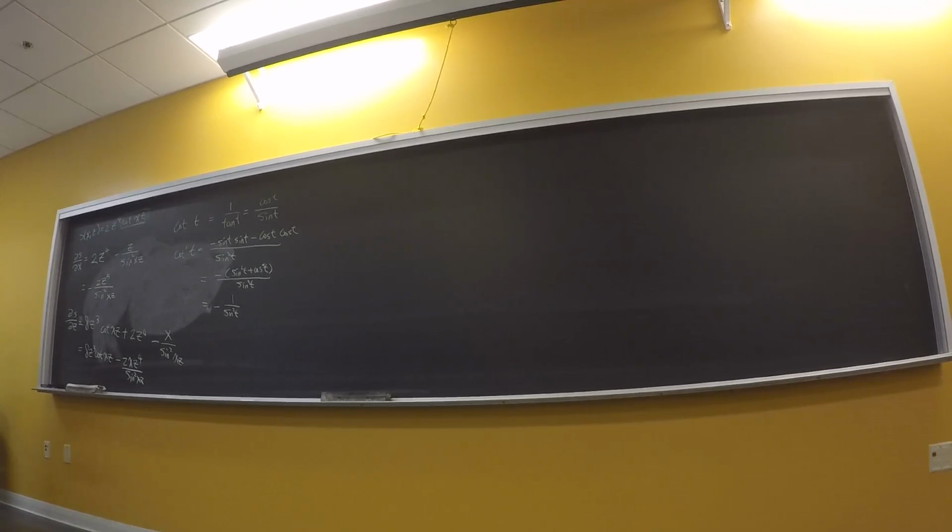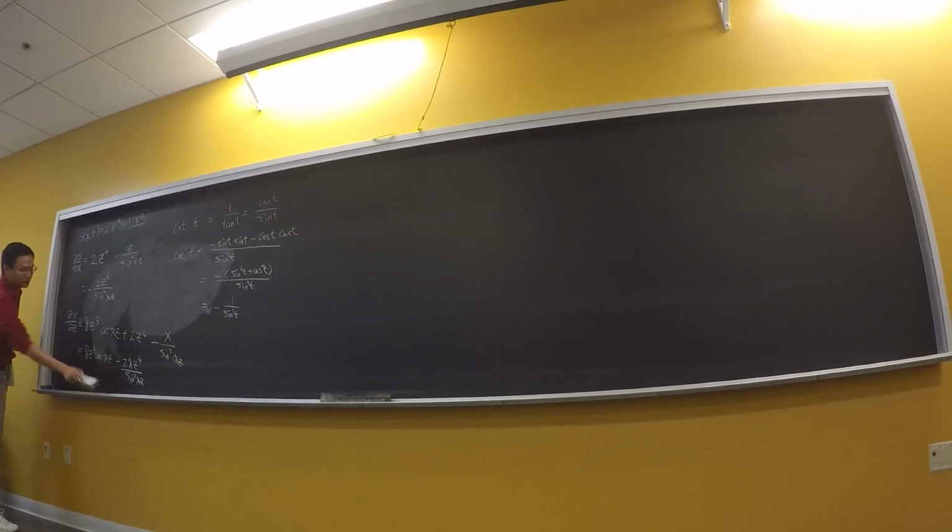You have a question? What is the question? For the test, would you want us to put it under sine squared t, or can we put it as cosecant? Well, it doesn't matter. You can use cosecant or sine. That's not the main issue here.